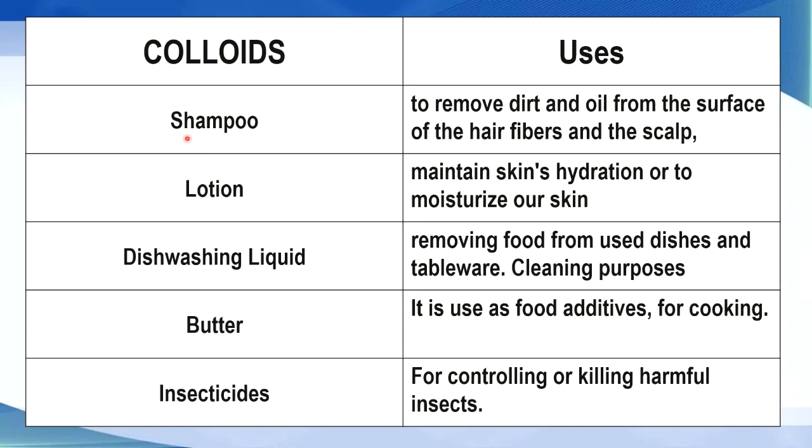So for example, shampoo. Saan natin ginagamit ang shampoo? To remove dirt and oil from the surface of the hair, fibers, and the scalp. Di ba pag naliligo tayo, we are using shampoo. Next, lotion. Maintain skin hydration or to moisturize our skin. Next, dishwashing liquid. Removing food from used dishes and tablewares, cleaning purposes. Butter. It is used as food additives and it is used for cooking. Next, insecticides. For controlling or killing harmful insects. Yan ang mga gamit ng iba't ibang mga colloids sa bahay natin.